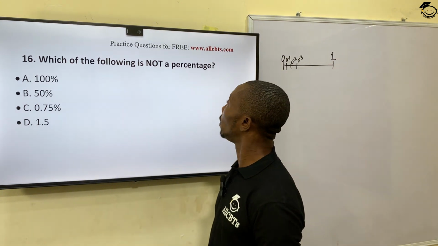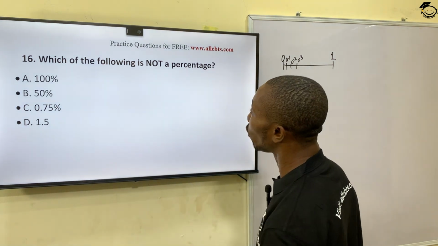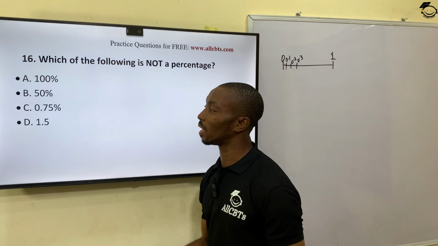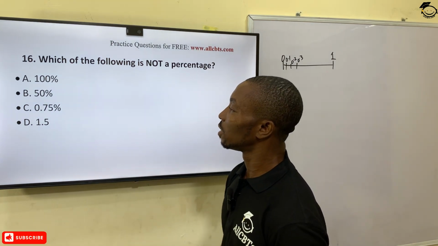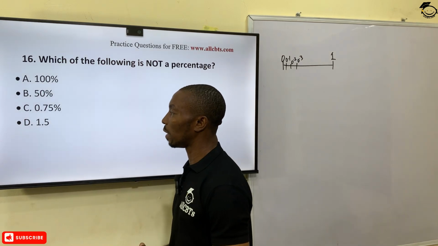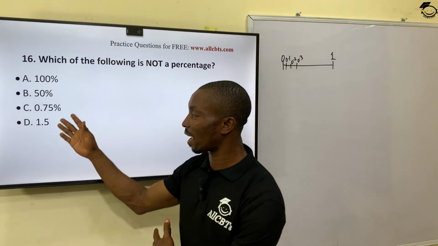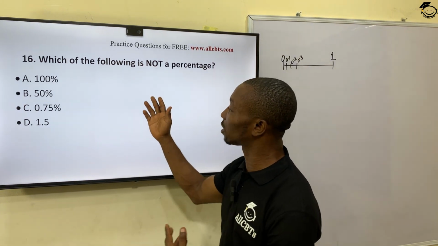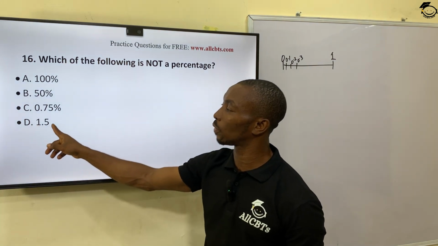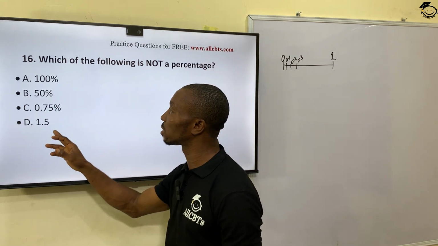Which of the following is not a percentage? Now we have 100%, 50%, 0.75%, and 1.5. Among the four options we have here, it is clear that the only one without a percentage sign is our option D. So 1.5, which is a decimal fraction, isn't a percentage.